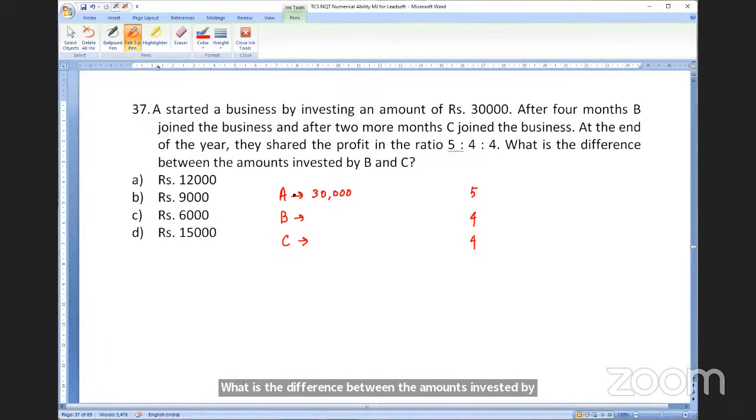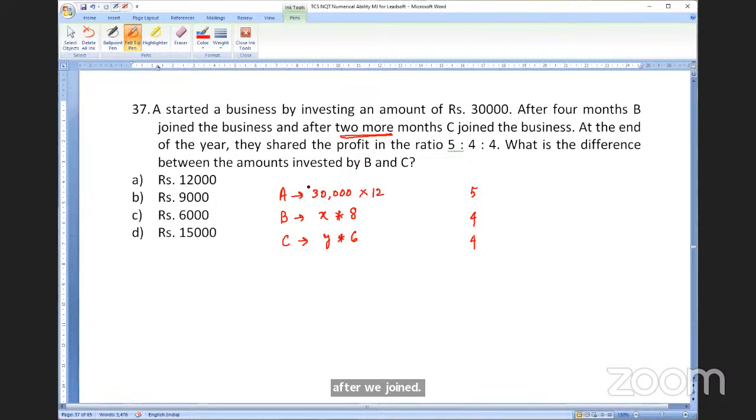So A's investment is there for 12 months. B's investment is X, which is there for 12 minus 4, that is 8 months. C's investment is Y, which is there for 12 minus 6, because he joined 2 more months after B joined. So now we have this part. We will solve one by one with respect to A, and we'll try to find the value of X. And then the difference between X and Y is the answer we are looking for.